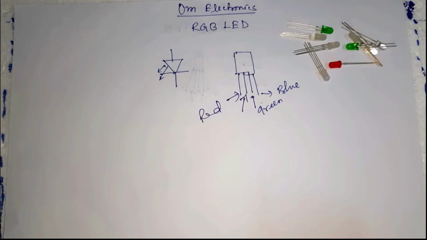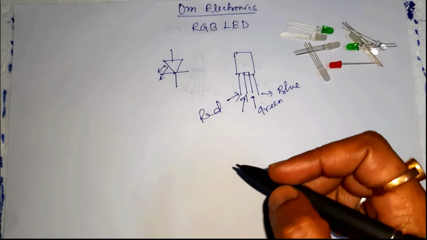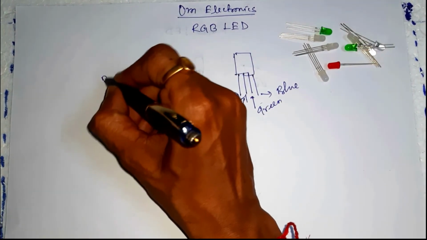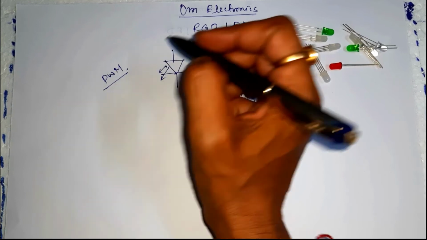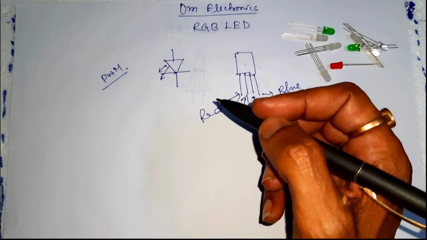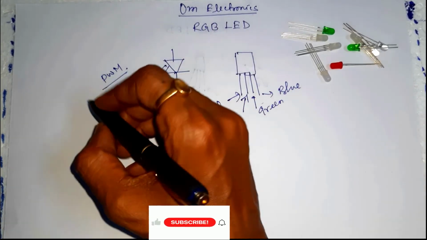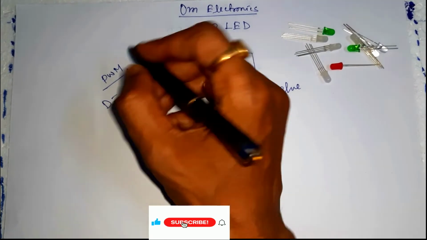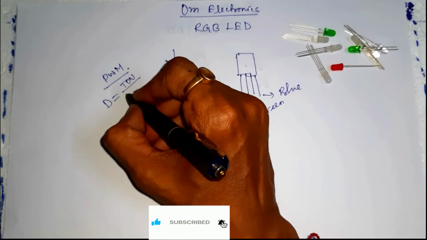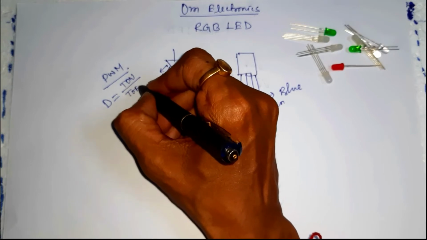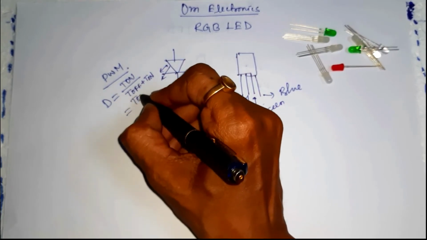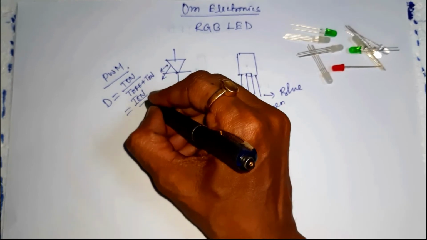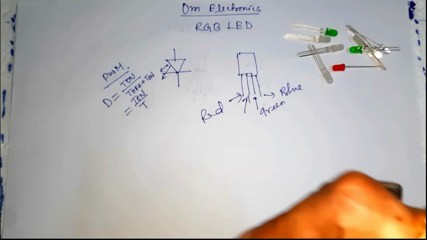The technique used to control the brightness of an LED is called pulse width modulation, or simply PWM. There are two important factors to consider when dealing with the PWM technique: the duty cycle, D equals T on divided by the total time period, that is T off plus T on, and the frequency.